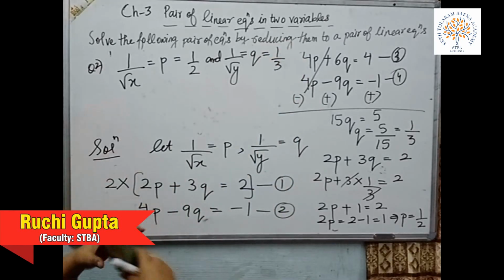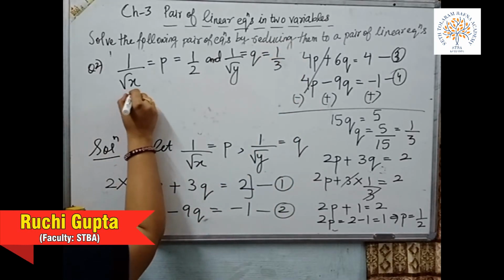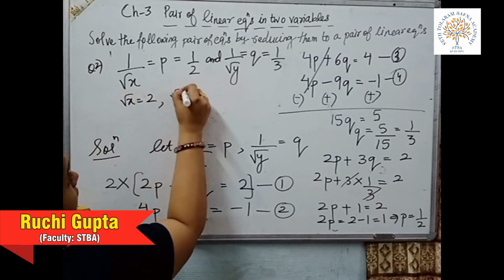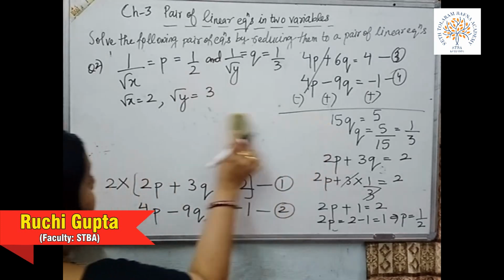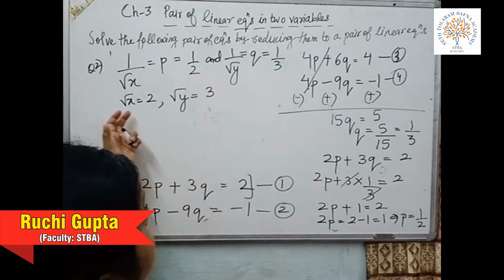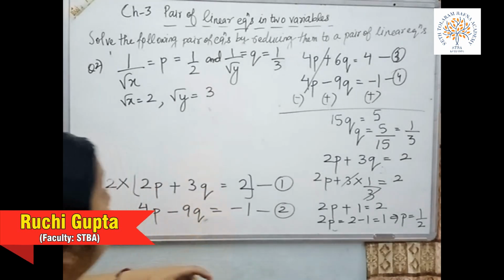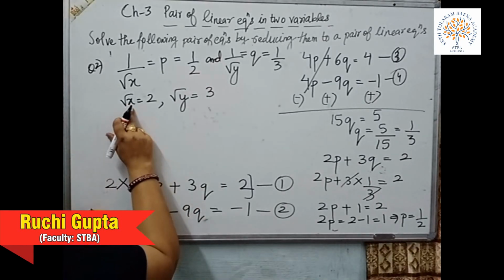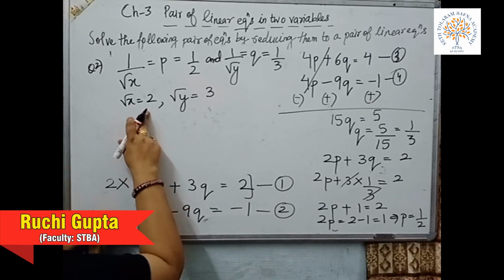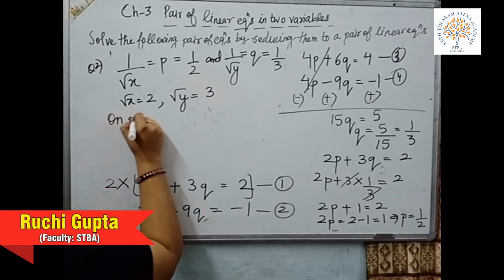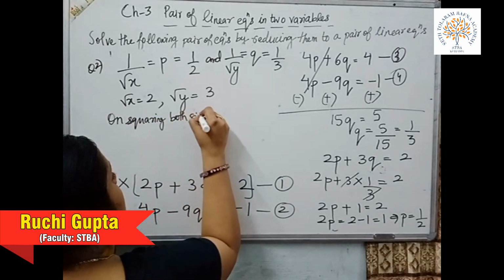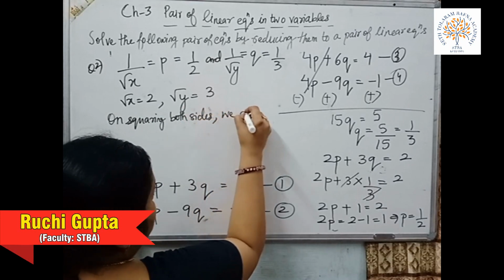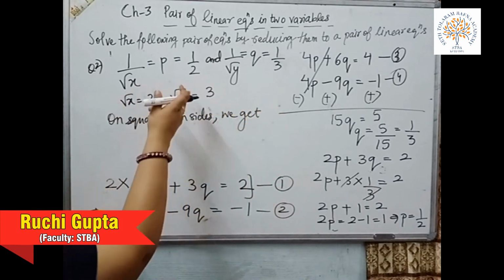So if you cross multiply it, root x is 2 and root y is 3. Okay students, but you want the value of x and y and we are getting the values of root x and root y. So if you want to find the value of x, then square the equation on both sides. So I am writing on squaring both sides. How do you remove the root? You remove the root by squaring the equation.